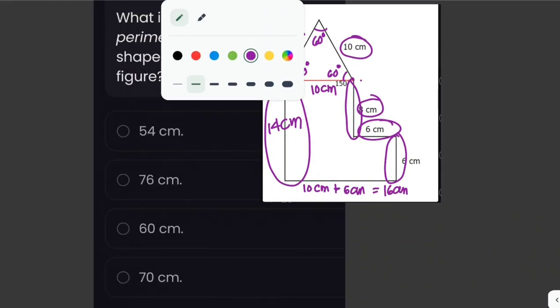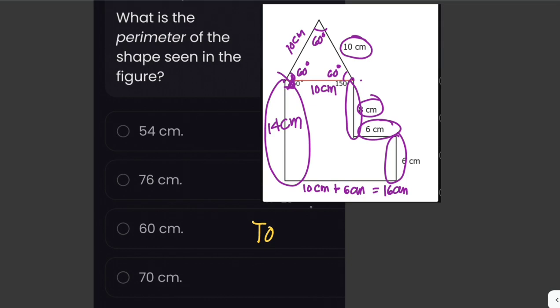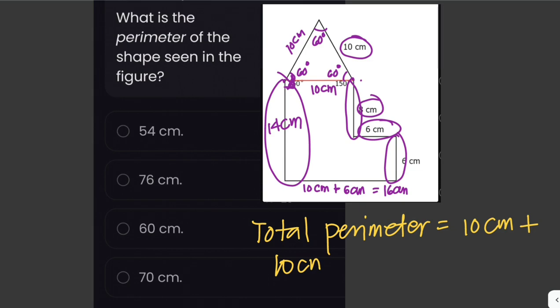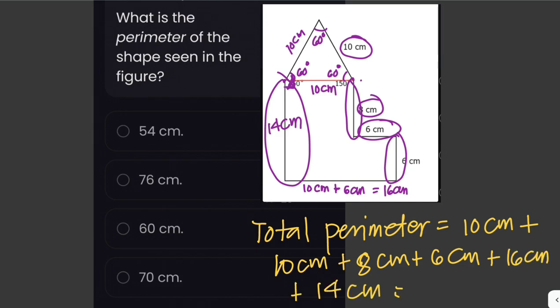Thus, the total perimeter of the given figure is just the sum of all of the sides. We just have to add up all of the sides, that is 10 centimeters plus 10 centimeters plus 8 plus 6 plus 16 plus 14. Oh, I missed this one. It should be plus another 6 centimeters. And this would give us an answer that is equivalent to 70 centimeters. So the answer here is 70 centimeters.